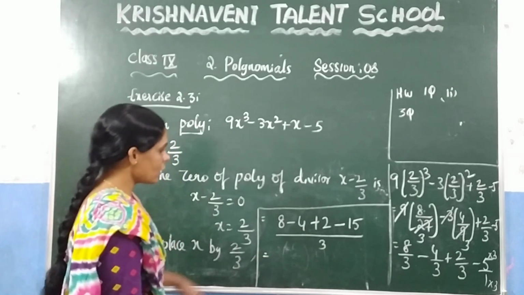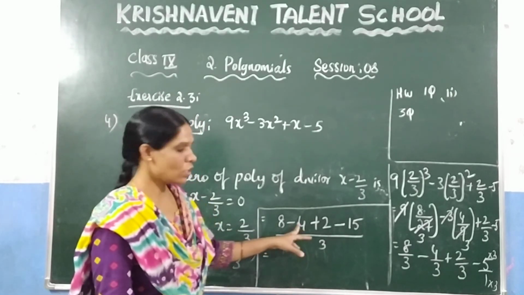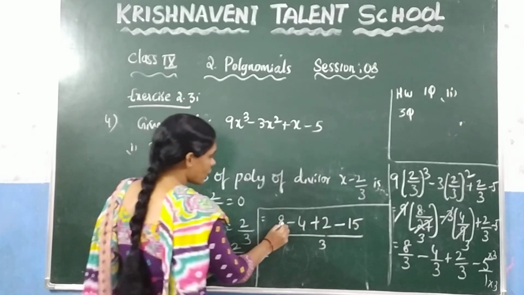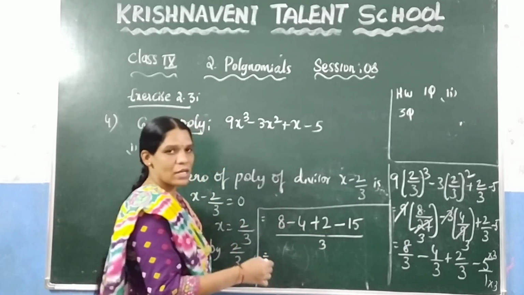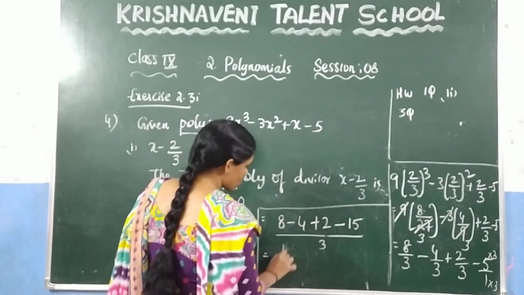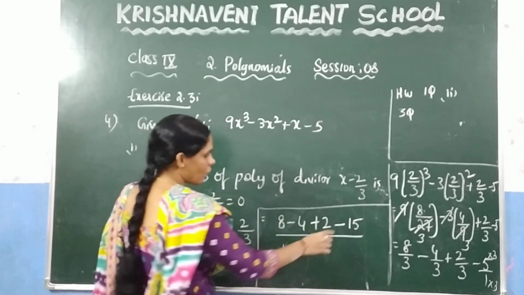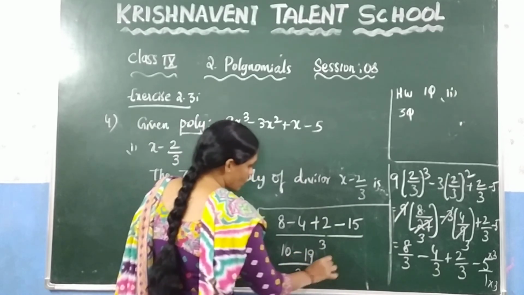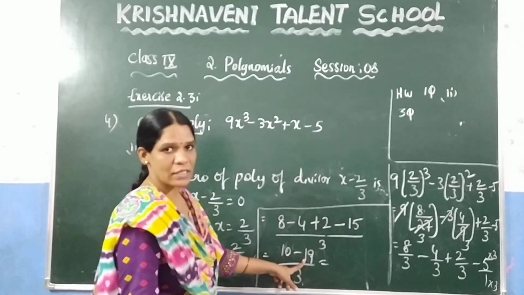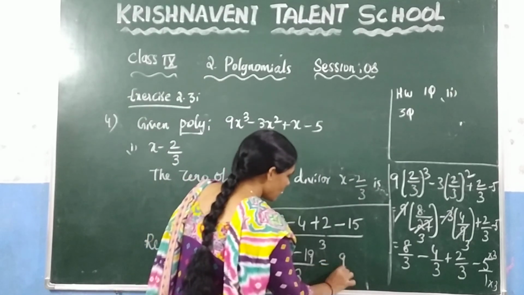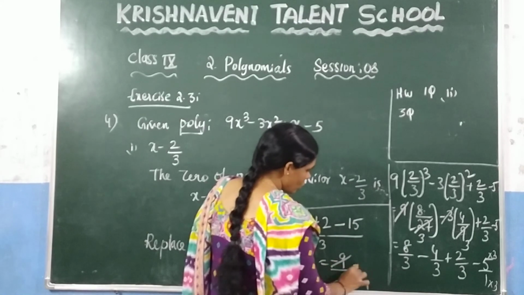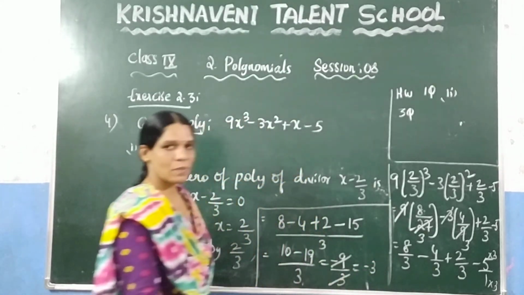Now you can solve it. What you will get here? 8 minus 4, which is 4. 4 plus 2, which is 6. Or otherwise you can add the positive numbers and you can add the negative numbers. What you will get? 8 plus 2, which is 10. And after that 15 minus 4, which is nothing but 19 by 3. What is the value of 10 minus 19, which is 9? For the bigger number, minus symbol is there. Keep it minus by 3. So, you are getting the answer, which is minus 3.